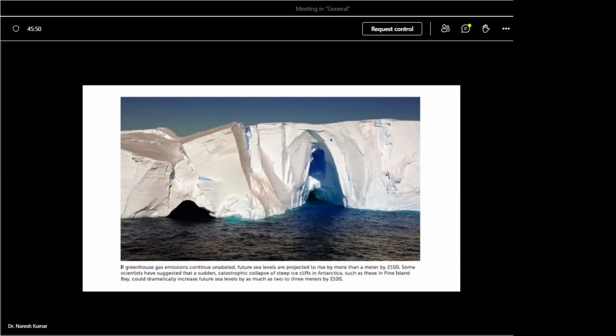This is basically to help you see the extent of ice loss that is happening. So if greenhouse gas emissions continue in the manner that they are going on, future sea levels are projected to rise by more than a meter by 2100. And there are also reports that scientists have suggested there can be sudden collapses of ice cliffs.